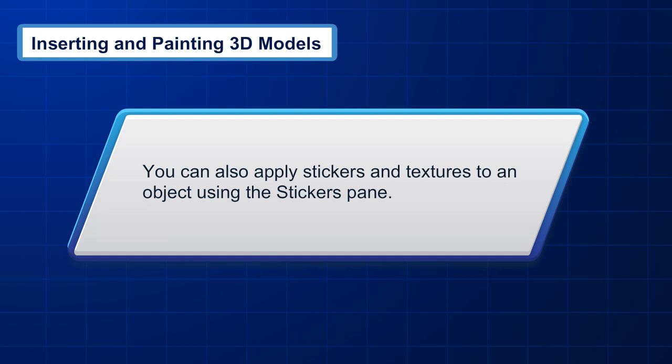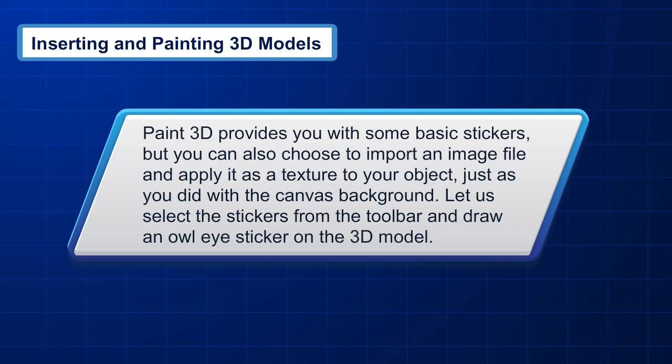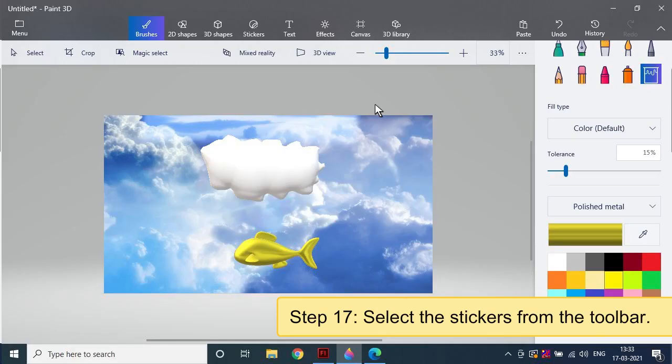You can also apply stickers and textures to an object using the Stickers pane. Paint 3D provides you with some basic stickers, but you can also choose to import an image file and apply it as a texture to your object, just as you did with the canvas background. Let us select the stickers from the toolbar and draw an owl eye sticker on the 3D model.